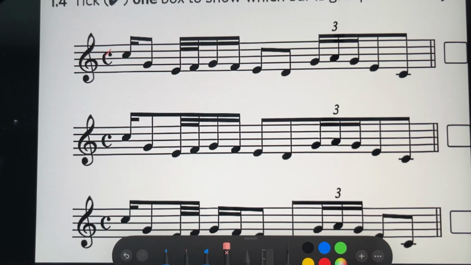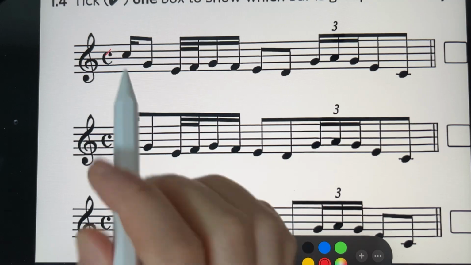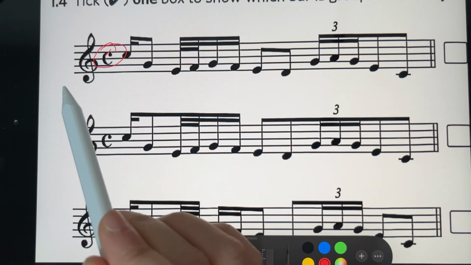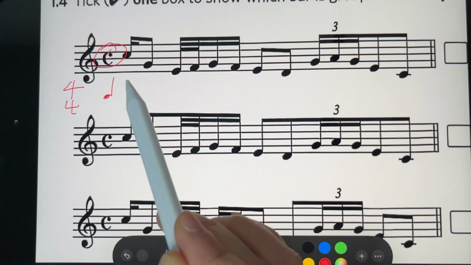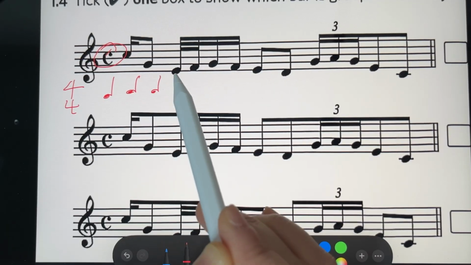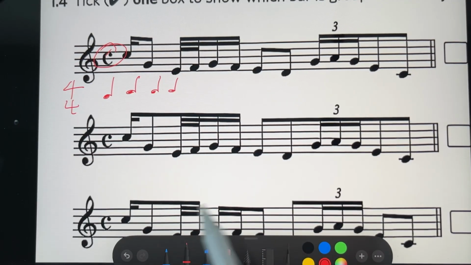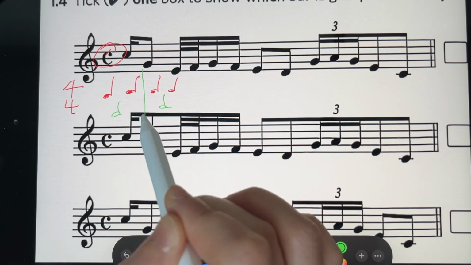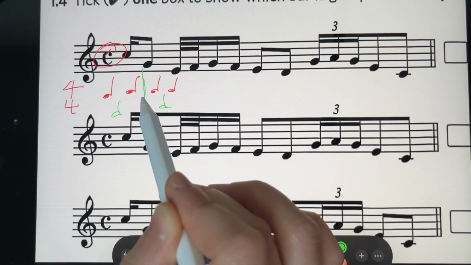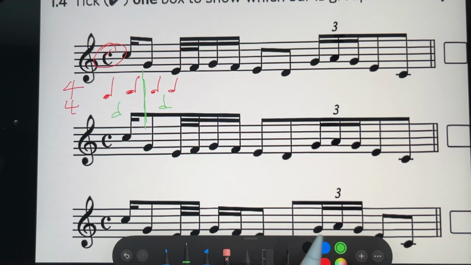1.4, we are going to find out which bar is grouped correctly. So let's look at the time signature. This is common time, 4/4. So in 4/4, we are going to group all our notes into a quarter beat. Now if a bigger group, we can group them into minim beats. And in between the minim and the minim, this one cannot group together, cannot beam together.